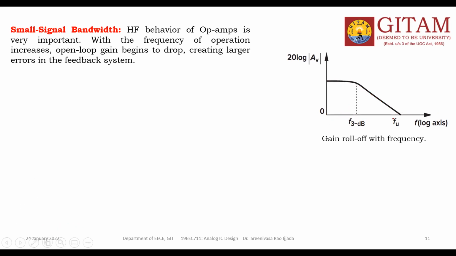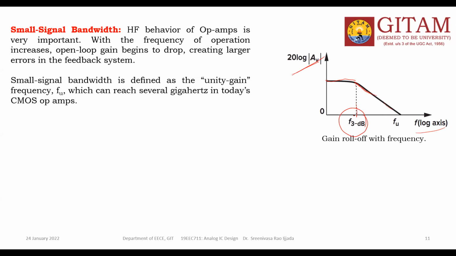This picture is called the gain roll-off with frequency. Roll-off means decreasing with respect to frequency. The y-axis is the 20 log gain, and the x-axis is the frequency axis. The gain is stable up to this point, and at this frequency the gain starts to fall. This is called the 3 dB frequency.